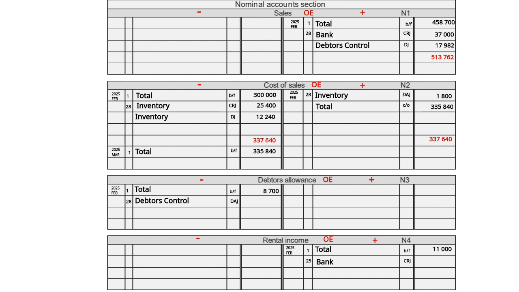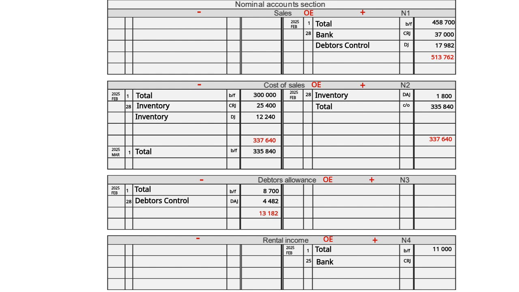335,840. Then debtors allowances. Your debtors allowances total in your DAJ journal is 4,482. So if we add up our debit side, we get 13,182. Our next account is our rent income account. It's an owner's equity minus plus. We already have our opening total of 11,000.